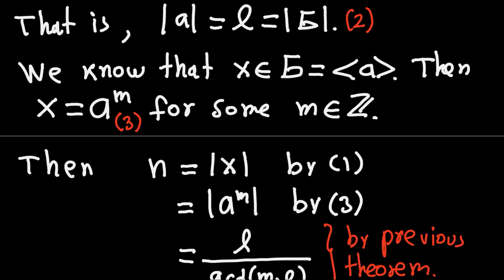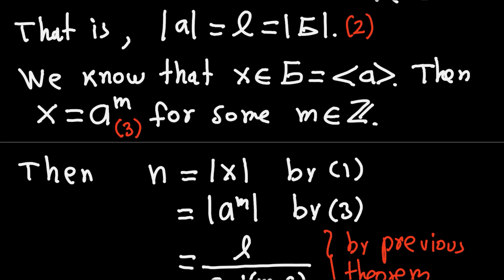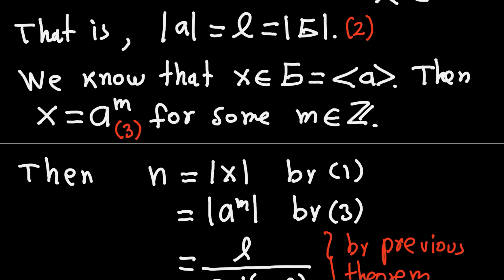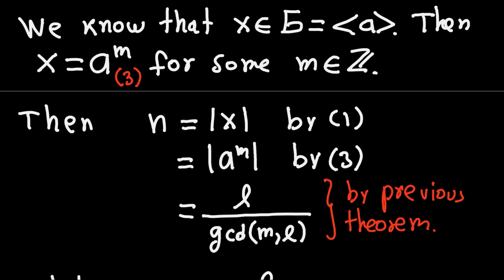Then let's look at this. So we know that n is the order of X. We are just using the notation that n is the order of X. This is by number 1. Now X is also a power of A, which is by number 3, that is here. And we didn't prove a theorem, but actually we are assuming that theorem without proof. We can check the proof in the book, that the order of any power of A is the order of the base divided by the greatest common divisor between this exponent and the order of A.